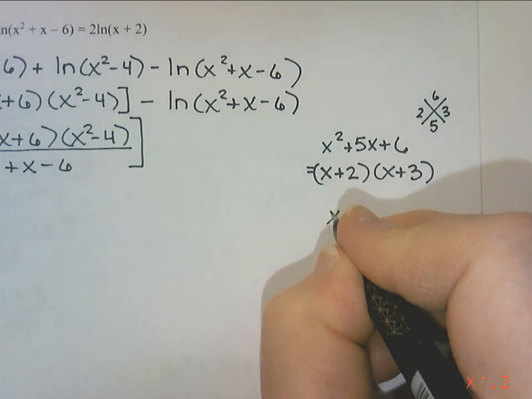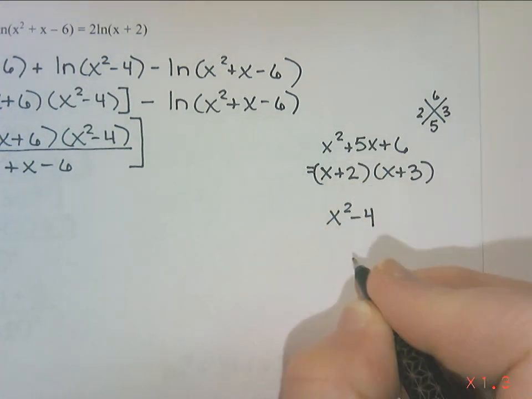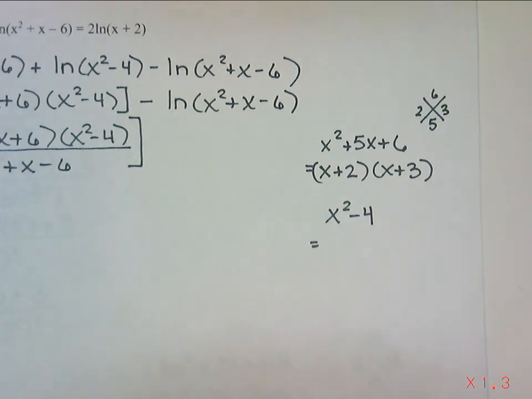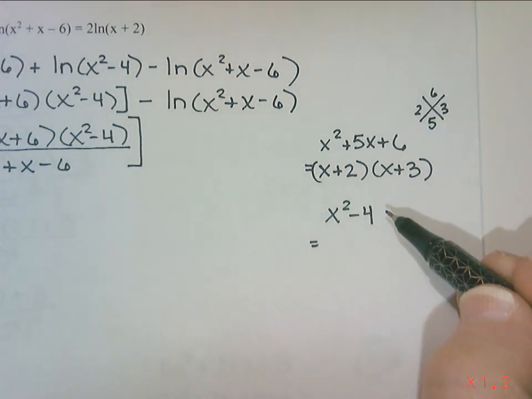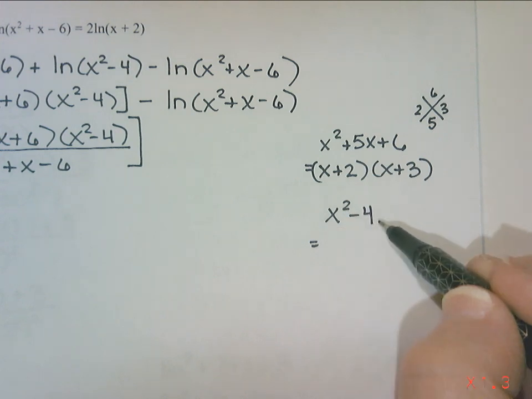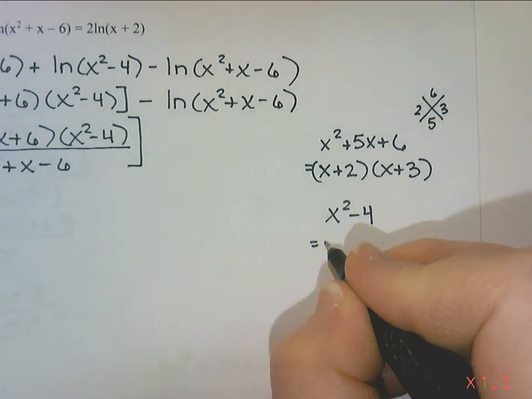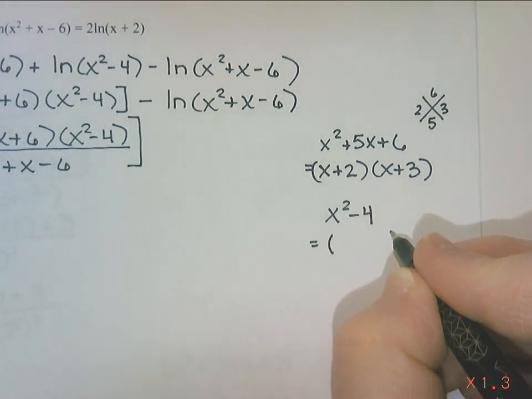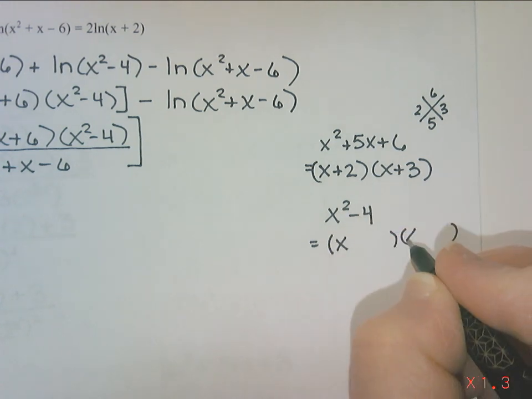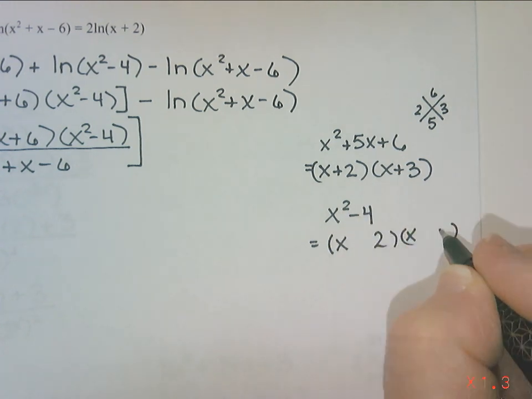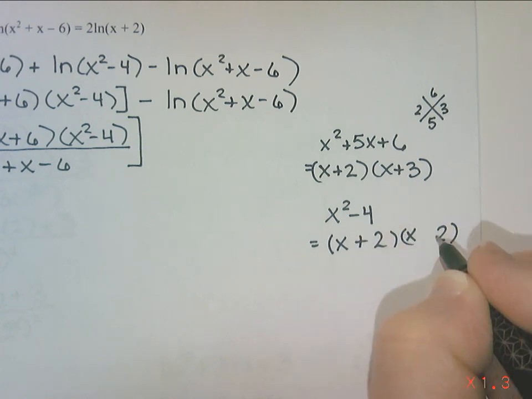X squared minus 4. That one has two terms. It does not have a common factor, but they are being subtracted and they do have a square on them. This is a difference of squares. So I can square root and use the shortcut. So square root of x squared is x. Square root of 4 is 2. And then one bracket is plus, one bracket is minus.